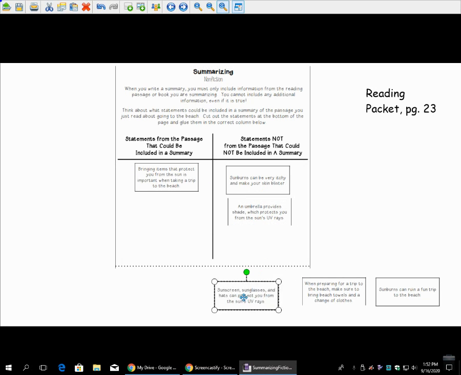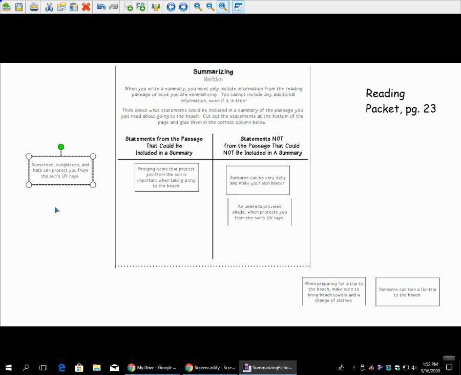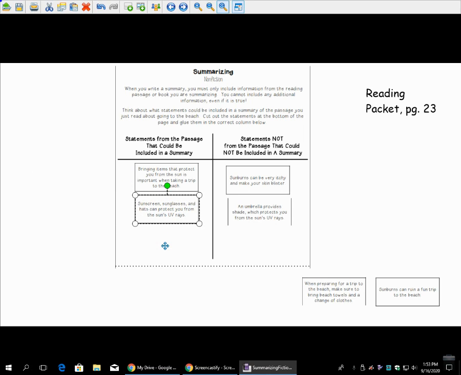All right, next one. Sunscreen, sunglasses, and hats can protect you from the sun's UV rays. Did we read about how those can protect us? Yes, we did. That was mentioned as ways you can protect yourself from the sun.